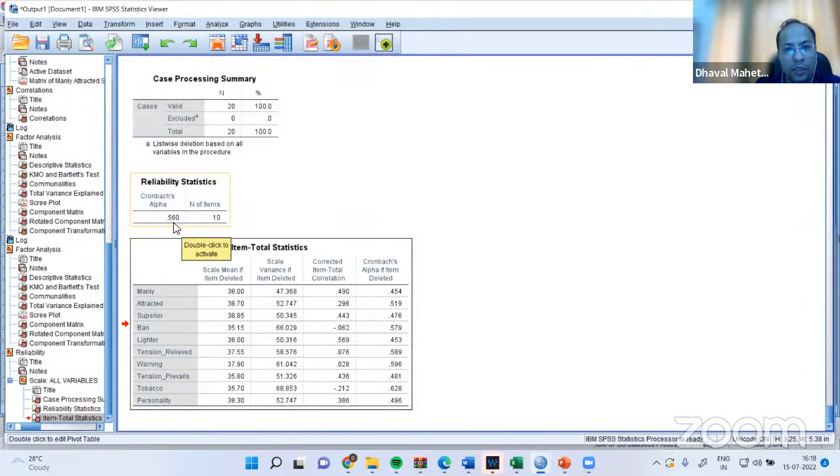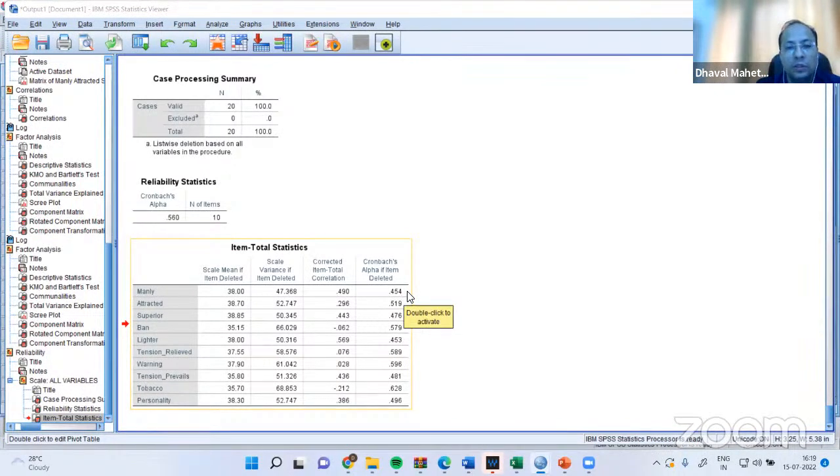You tell me and write in the chat box. If I delete manually, will my Cronbach alpha go above 0.560? Say yes or no in the chat box. Manually, by deleting it, is my reliability increasing? If I delete this statement from the analysis, say yes or no in the chat box. I again repeat: if I delete manually, is my Cronbach alpha increasing above this threshold limit of 0.560? It is giving me that if you delete manually, your Cronbach alpha will be 0.5454. Should I delete it? Yes or no?